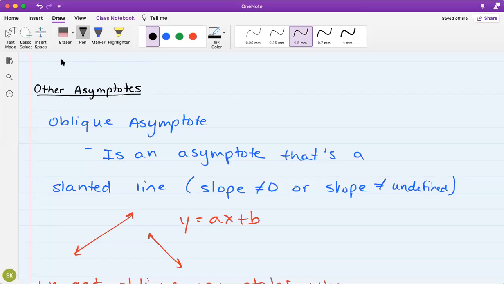So last time we were talking about oblique asymptotes. This is where we ended the last video. We said that an oblique asymptote is an asymptote that's a slanted line. So in other words, it's not a vertical asymptote or horizontal asymptote, so the slope's not zero or undefined. It's got a positive or a negative slope.